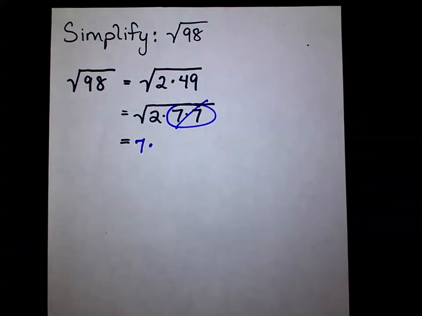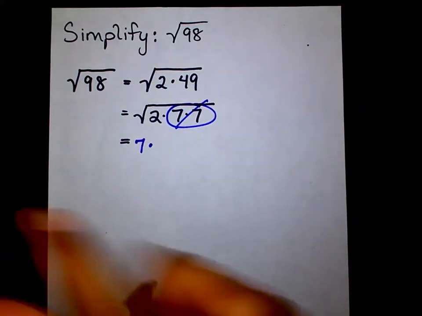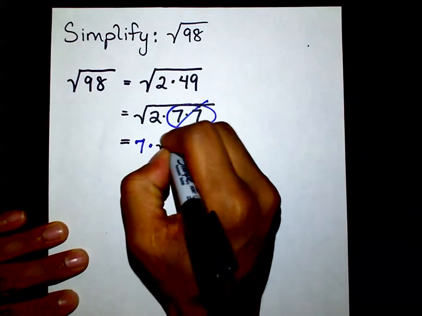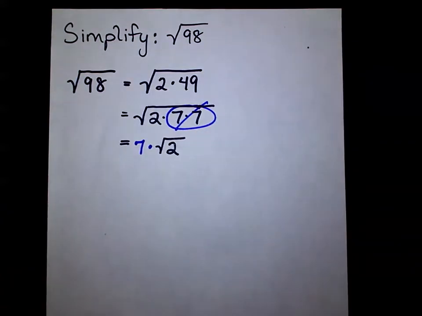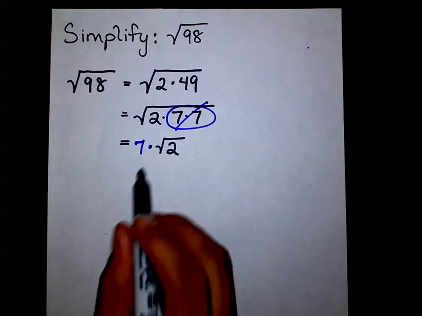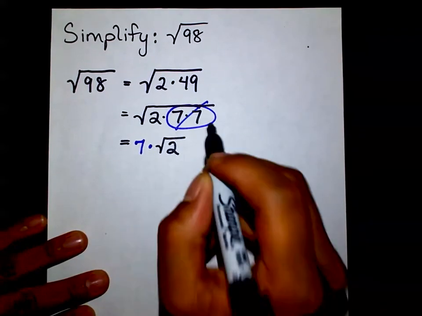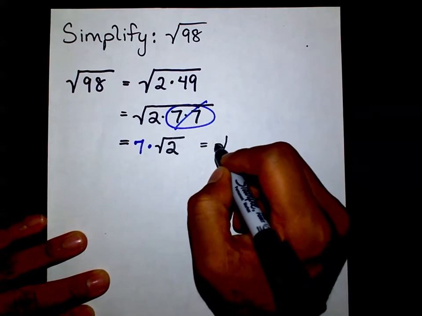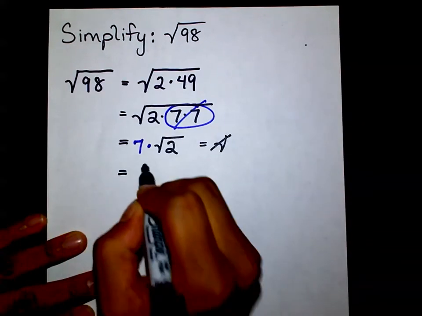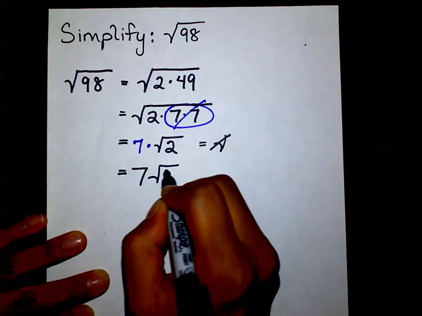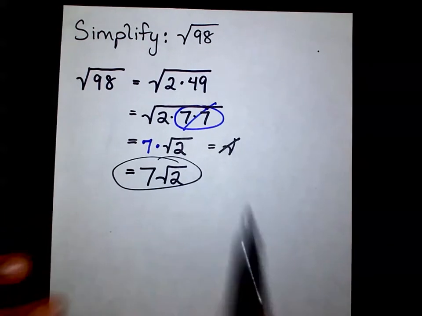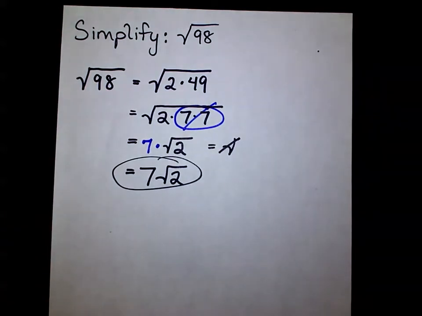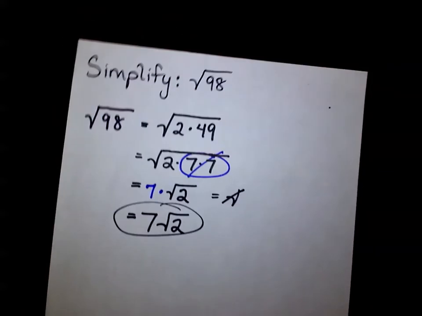Now I have something left underneath the radical, so I'm going to rewrite that just like this. And now I just write my final answer without the multiplication sign. So my final answer is going to be 7 square root 2. Final answer. Okay. Alright, that was simple enough. Let's see here. Let's go to another problem.